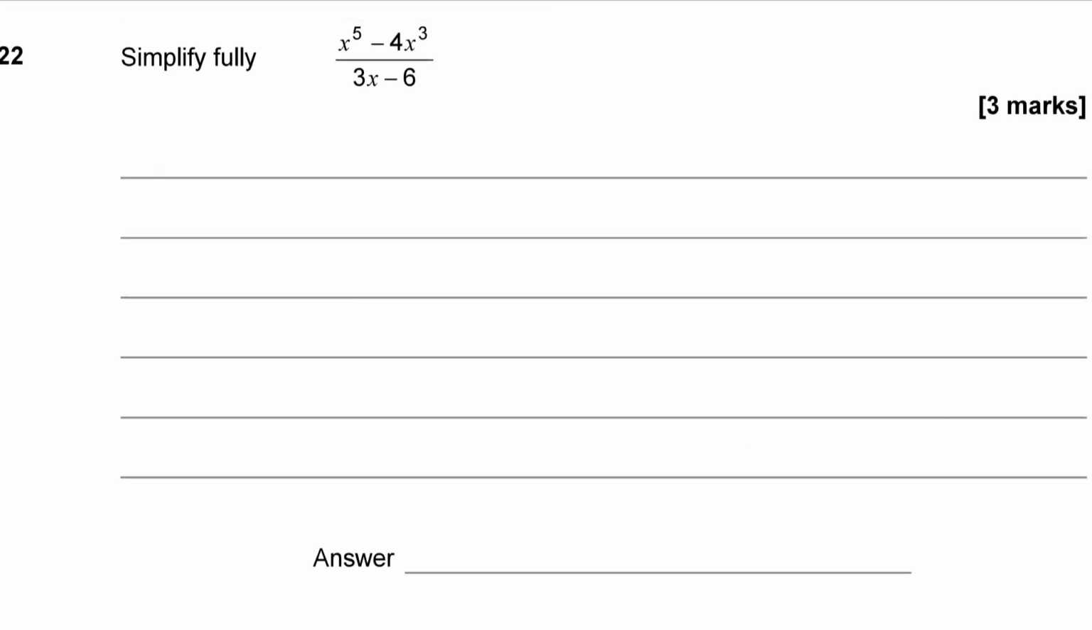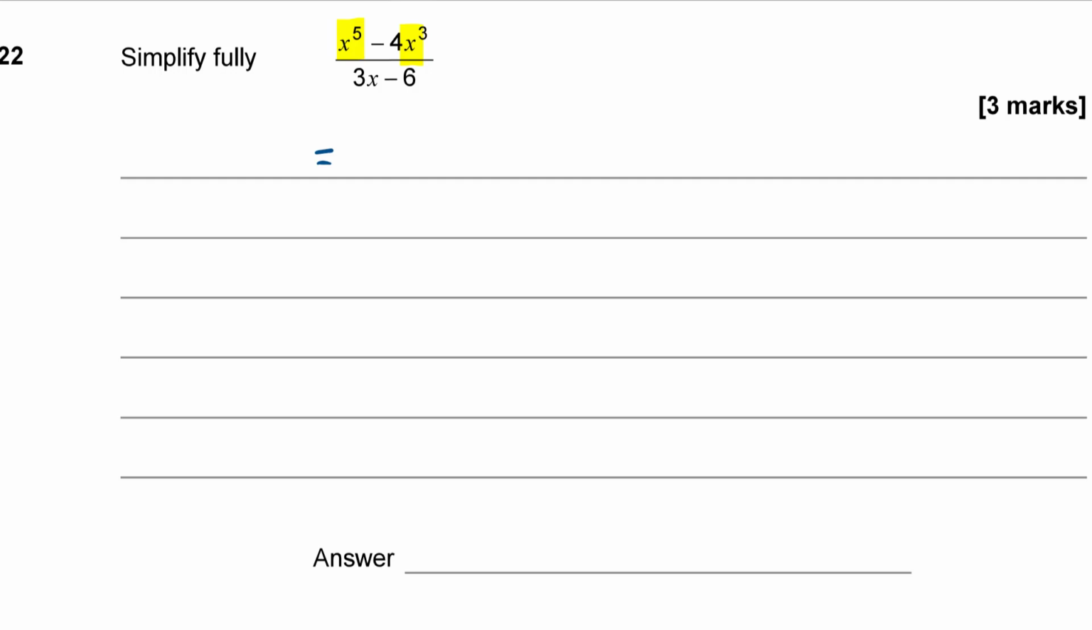Question 25. Simplify fully x to the power of 5 minus 4x cubed all over 3x minus 6. So we've got an algebraic fraction that we want to try and simplify down a little bit. Now it looks fairly horrendous to start with. Perhaps you don't really know much about power 5 and power 3 expressions, but these two terms actually have quite a lot in common. They have x cubed in common, haven't they?